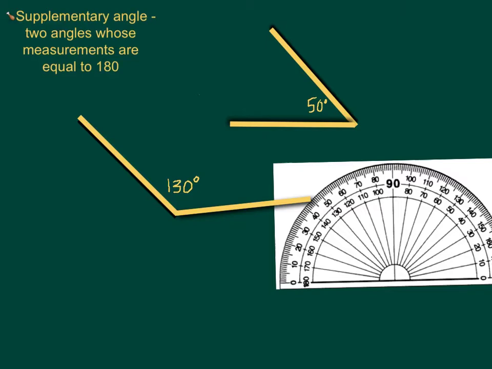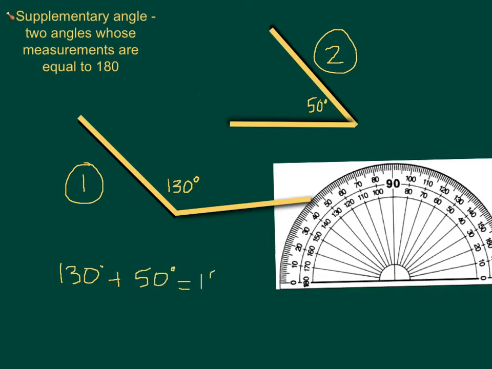So now I have two angles, and they're supplementary because the definition is two angles whose measurements are equal to 180 degrees. This is angle 1, and this is angle 2. So if I take 130 degrees and add it to 50 degrees, it's going to give me 180 degrees. And so that would be a supplementary angle: two angles that equal 180 degrees.